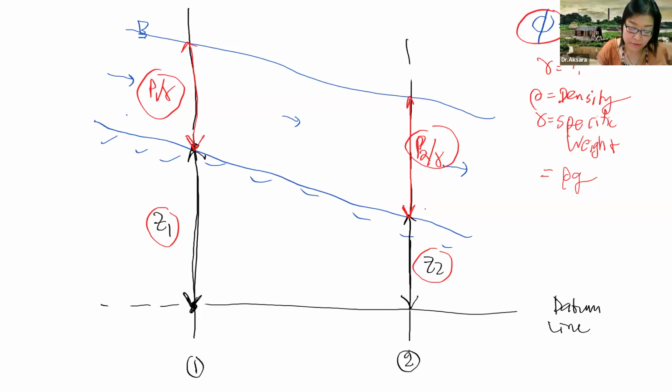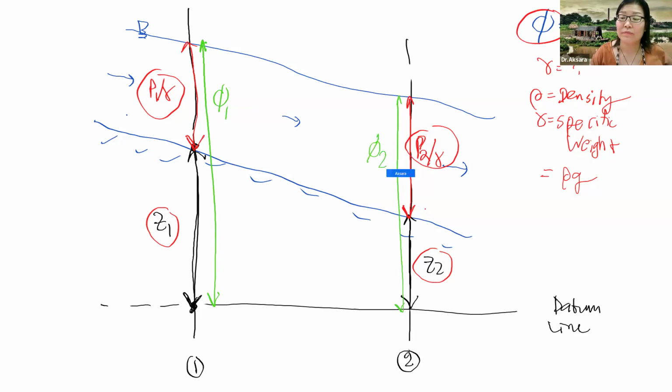So I'm going to say this. This distance in green, that is phi1. And also this distance in green at section 2, that is phi2.